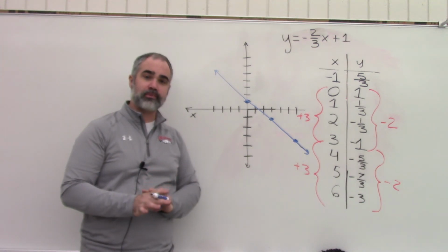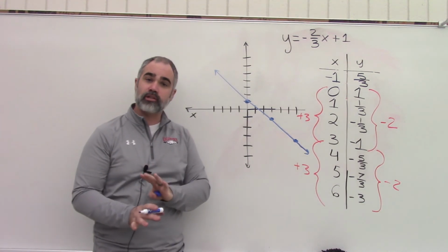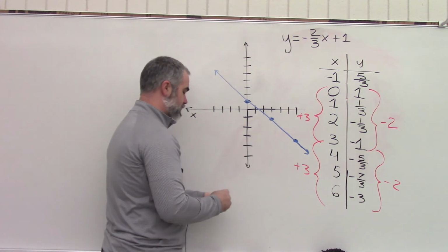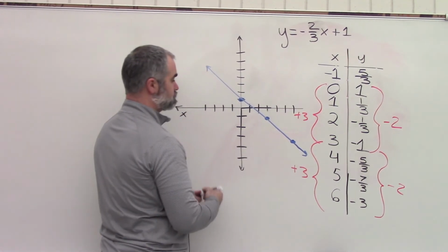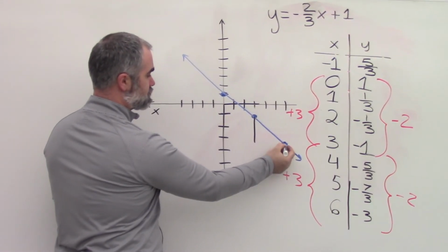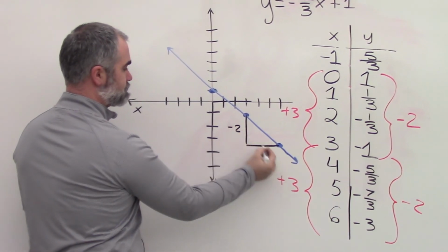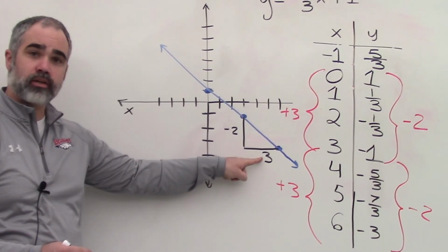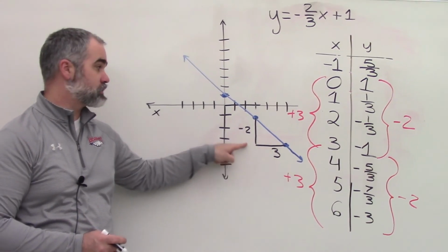Now let's see what happens here if we can see that slope again with a triangle. If I pick these 2 points here, I need to go down 2 to get to the next one and over 3. So once again, you see a really nice triangle that shows you how that pattern and slope work.